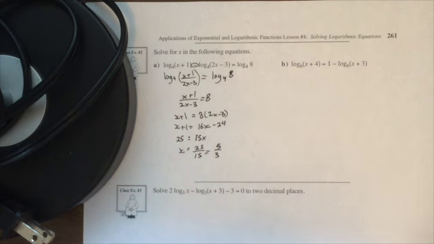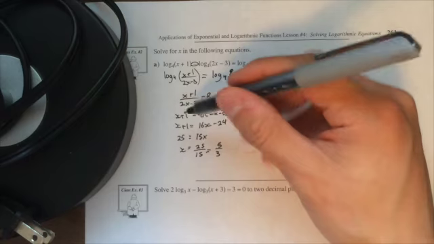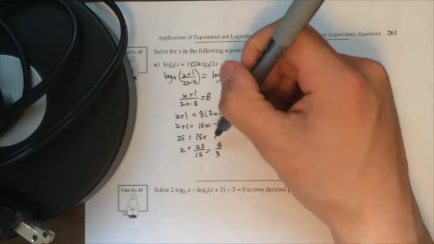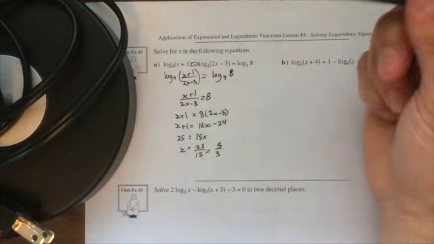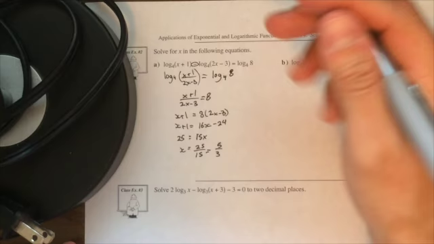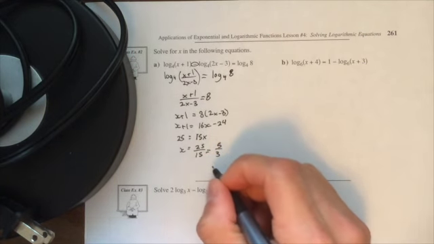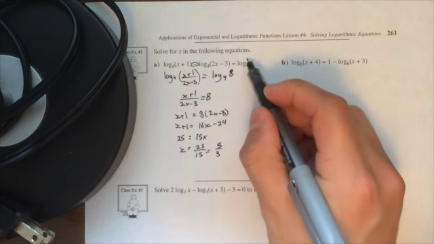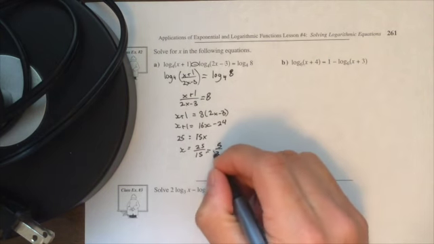And now we need to verify this solution. So the next thing we're going to do is put this 5/3 into what we started with, and you're going to get a value. I'm going to skip that part, but we're going to get the same value. It's going to work out where the left side is going to equal the right side. And so our actual answer here is 5/3.